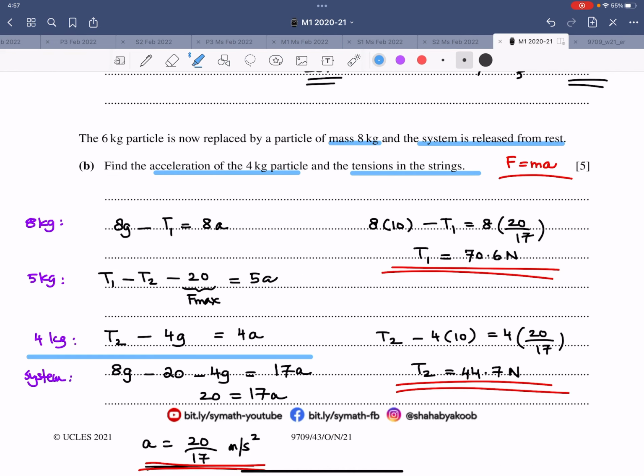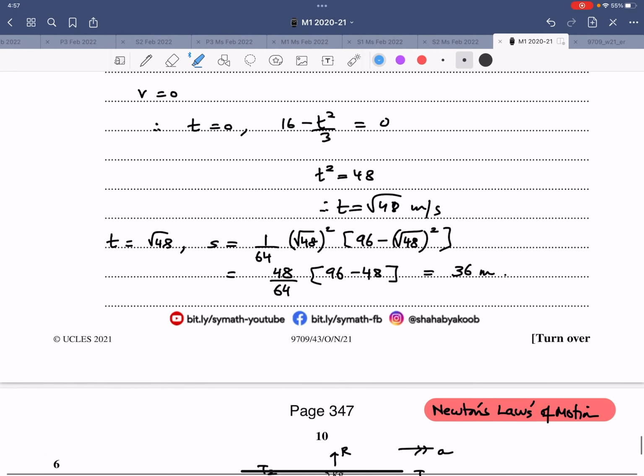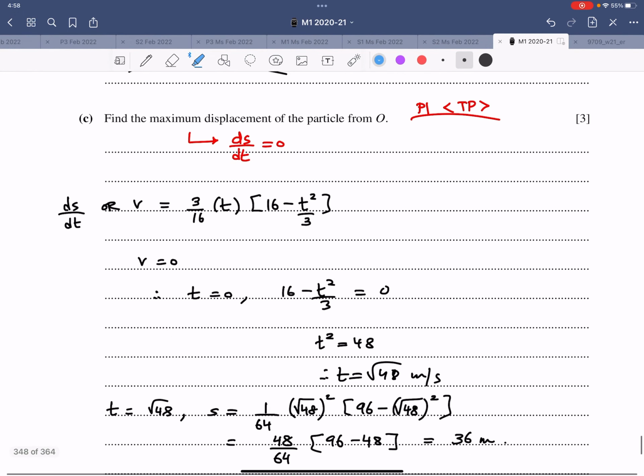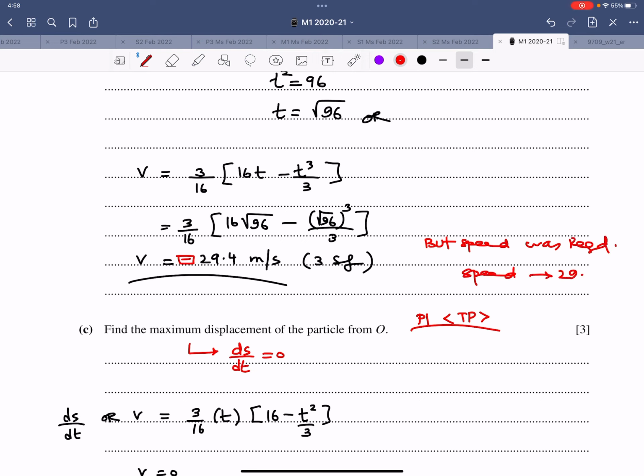So now in this question, we evaluated this thing, that is 29.4. So this was coming out to be negative. Since I did not use a calculator, this was negative, but speed was required. So therefore, what should we do? We would say speed is 29.4 meters per second. So speed will always be positive because that is the magnitude.